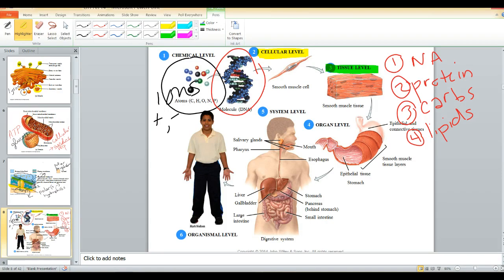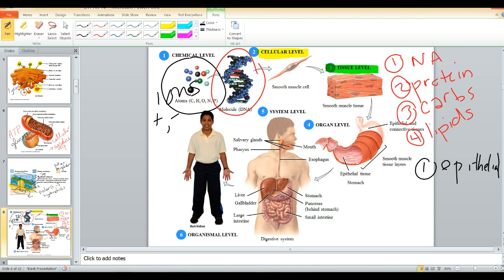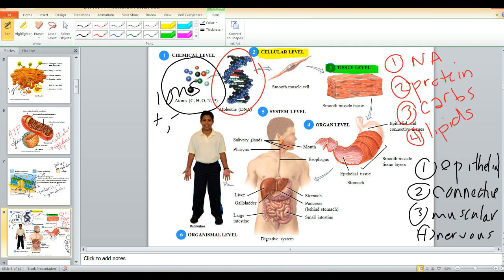In humans, we have 4 adult tissues, meaning that these are the 4 main tissues that do the functions. These 4 adult tissues are going to be epithelial tissue, connective tissue, muscular tissue, and nervous tissue. Okay, these 4 tissues are going to be the topic for chapter 4.